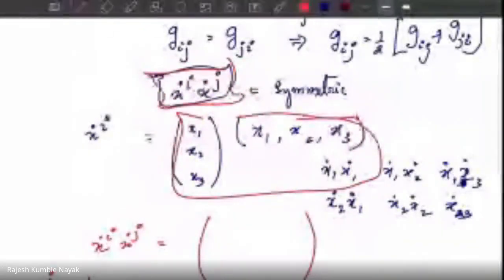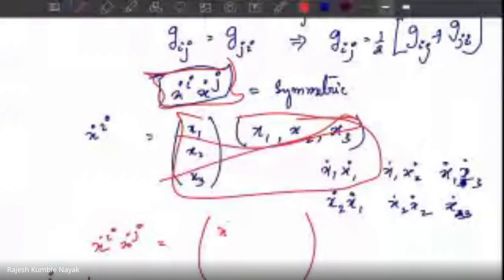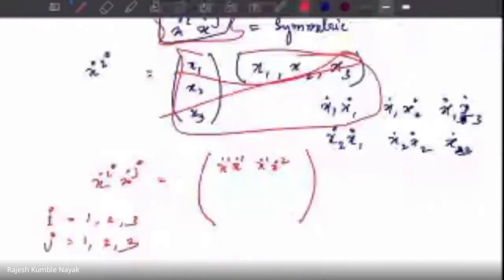So this matrix is basically given by all the combinations without bothering about upper, lower, and so on. So this whole thing is wrong. I have x dot 1, x dot 1, then x dot 1, x dot 2, and so on. So I can fill it up just by substituting numbers.